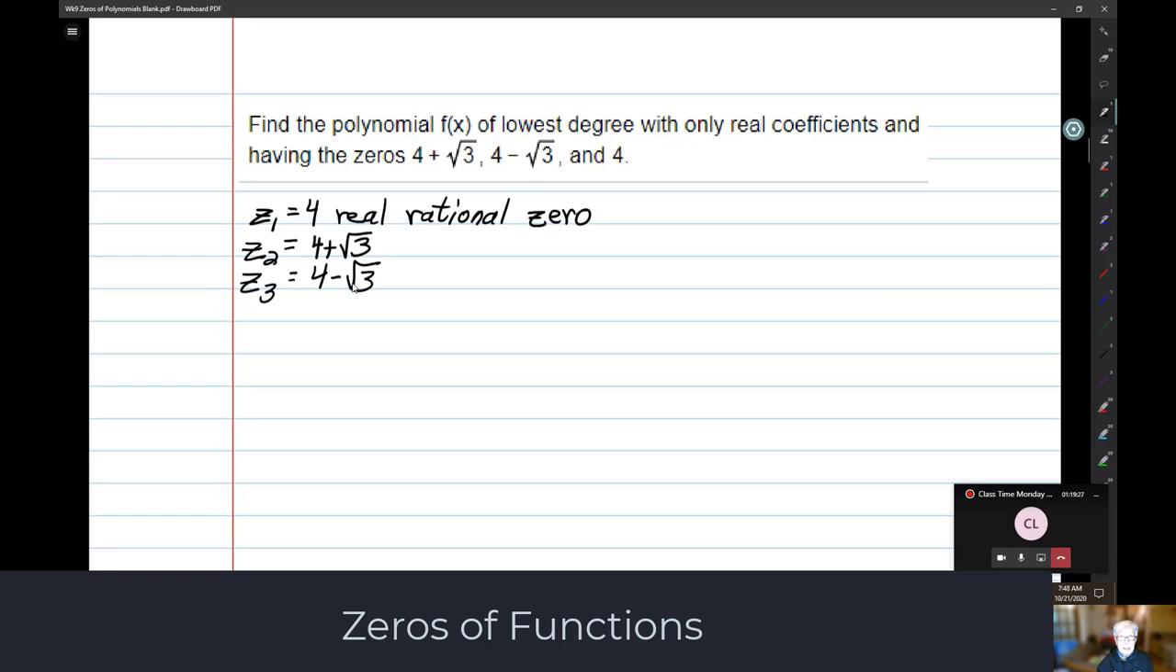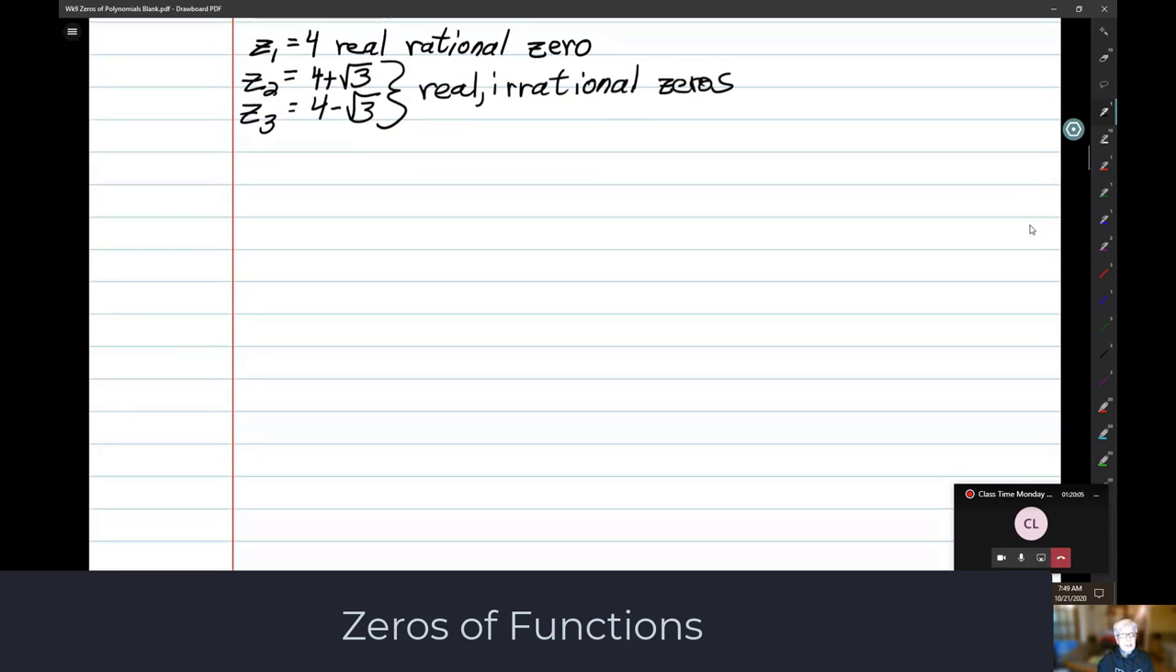Notice that these are conjugates, but they're not complex. They are real, irrational zeros. Okay, we like to name things in math. All right, this is going to look pretty horrible, but there's a trick to make it easier. So just watch. We're going to continue to assume A is 1 unless we're told differently.